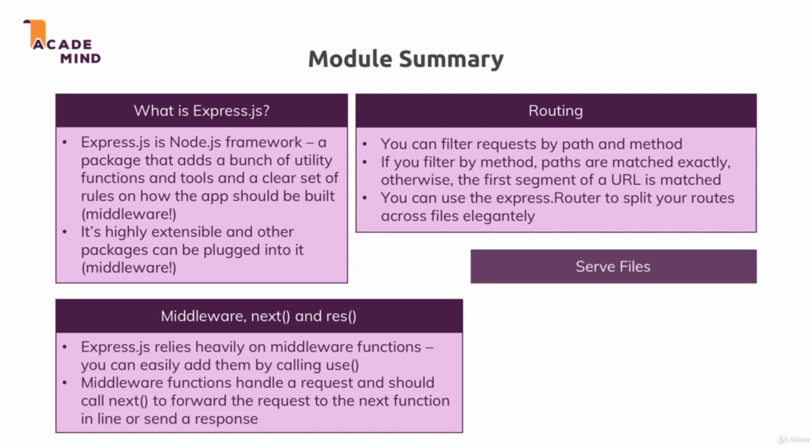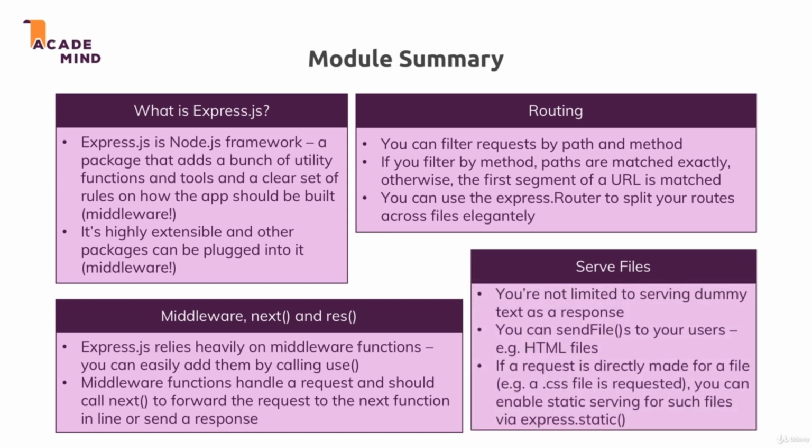Last but not least, we also served some files, and it's important to know that you're not limited to serving dummy text or anything like that. You can send files, for example, as we did it with HTML files. And if a request is directly made for a file, like a CSS or JavaScript file, but also images, even though we didn't see that in this module, you can enable static serving for such files with the help of Express Static, which is a crucial part of any web application you're building, because you typically have such files that are dependencies of your HTML files, for example.